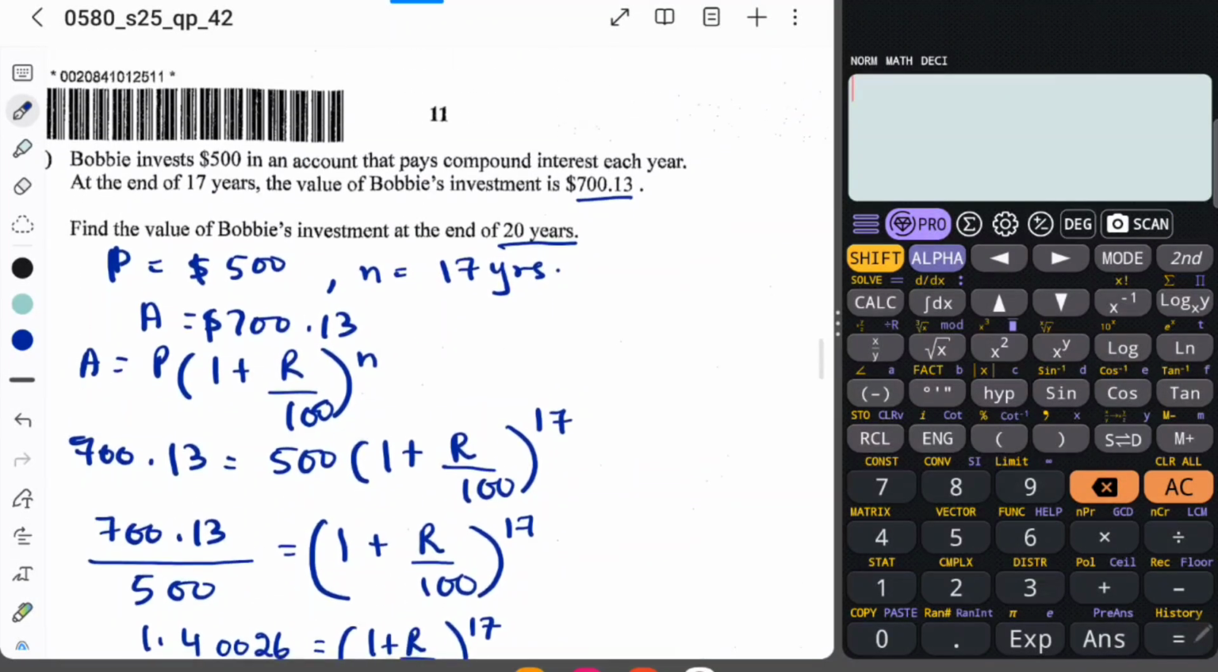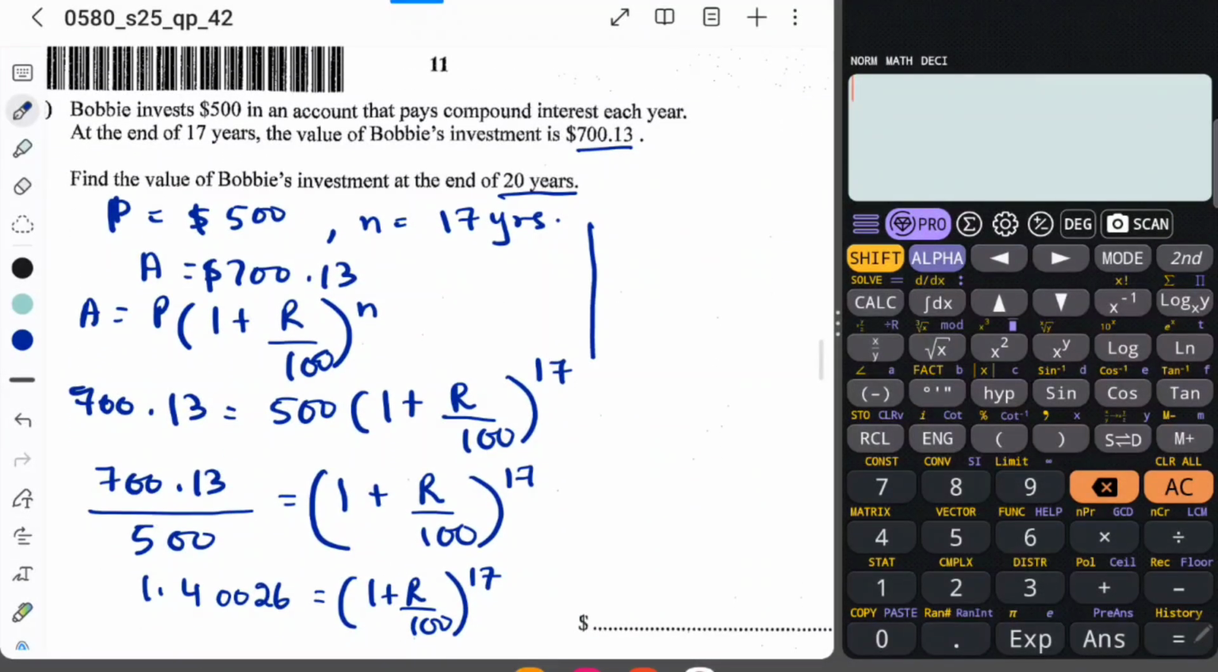So right now we found that the rate is 2%. So calculate at the end of 20 years how much is the amount. Amount is equal to P times (1 plus 2%) to the power n, because for 20 years they're asking us how much will be the amount.